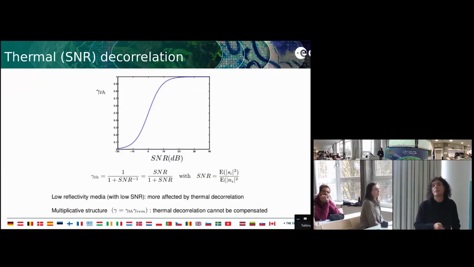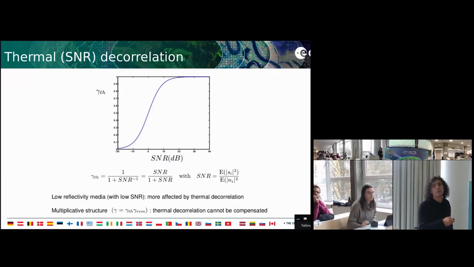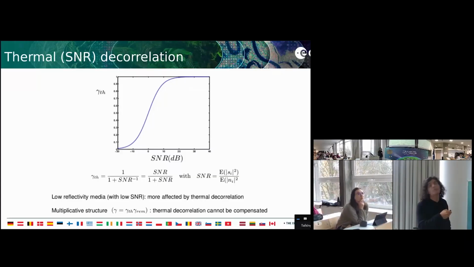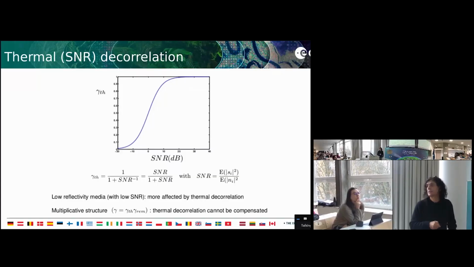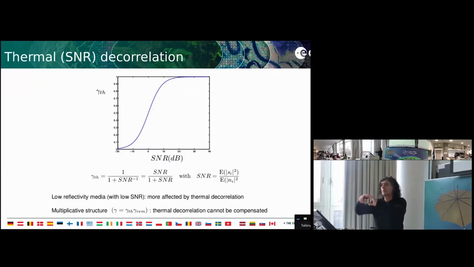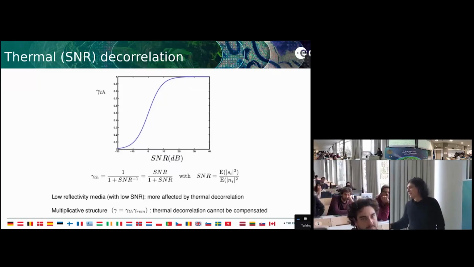And you should be, when this ratio is too small, when you're on the left-hand side of the curve here, your correlation falls down to close to 0. And in this case, you cannot retrieve the original coherence, okay, because of this product structure of the overall coherence. I can show you an example.